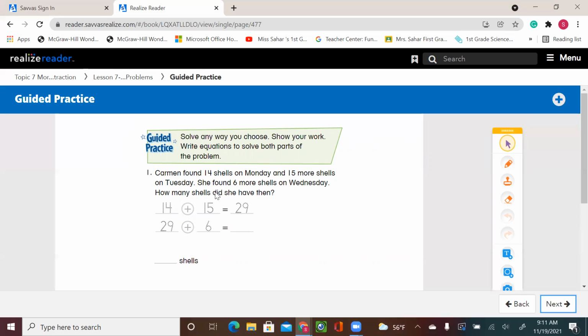So this is a bit different than what we watched in the video, where you need to subtract or add, but it's still two steps. So let's see first. Carmen found 14 shells on Monday and 15 more shells on Tuesday. So I know that on Monday 14, Tuesday she got 15 more than the 14. So first step, I'm going to add 14 plus 15.